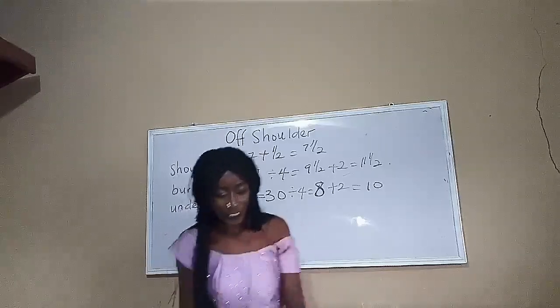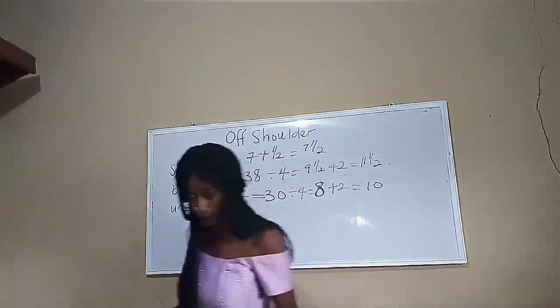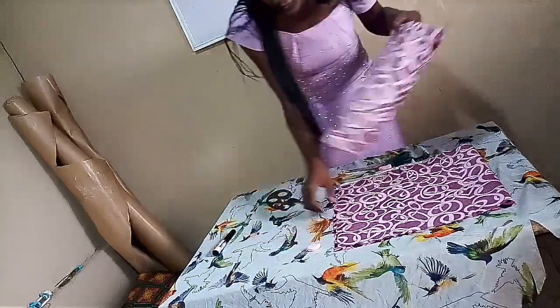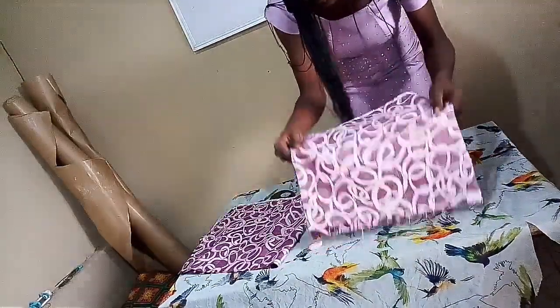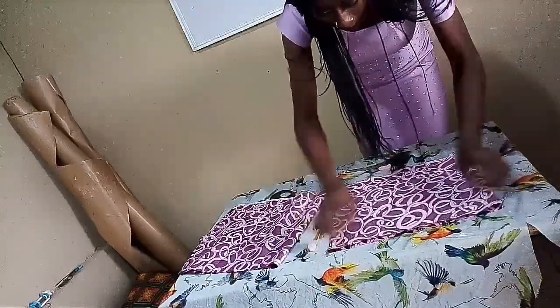Okay, so now let's get started. Let's move to the fabric. This is the back panel. For you to cut an off shoulder top, I will advise you guys to start from the back panel. Okay, so this is the back panel where I've taken my measurements to be accurate.